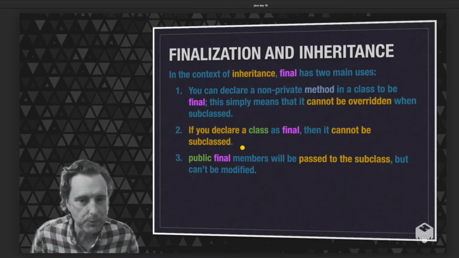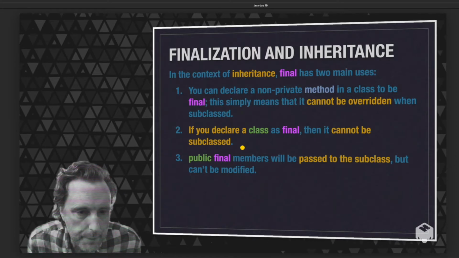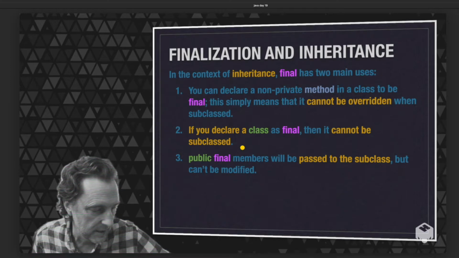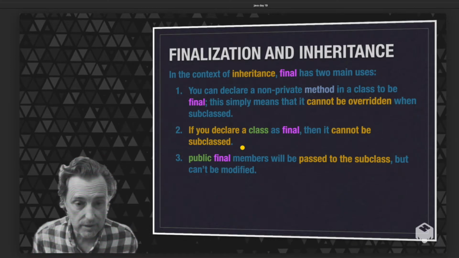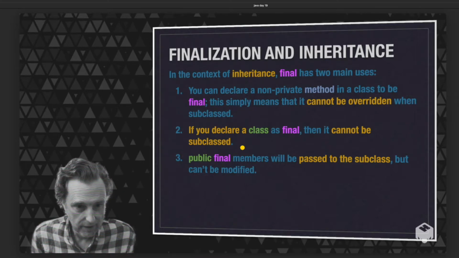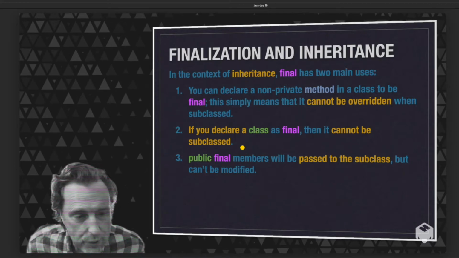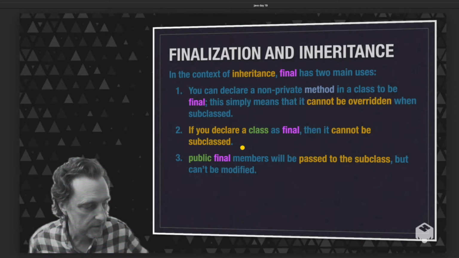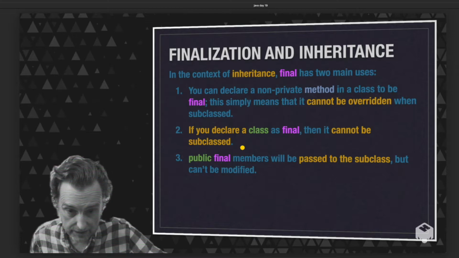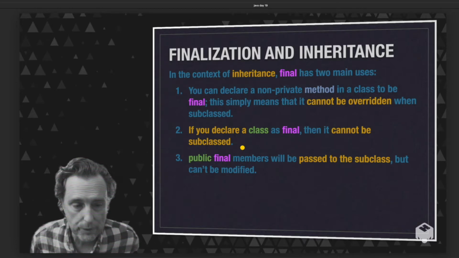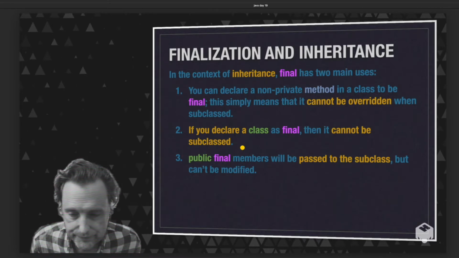And then public final members will be passed to the subclass, but they can't be modified. So when you finalize something like an attribute, then you're saying that's the value. You can use it in the subclass, say in your calculations, but you can't change it. For instance, if we say that the overhead rate is 20%, you could finalize it in the superclass, make it public so that it can be used in the subclass and in other calculations, but you're making it so that you can't change it. The overhead rate is what it is, and it's fixed. That's the keyword final.